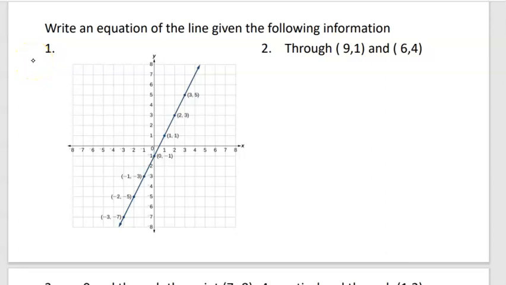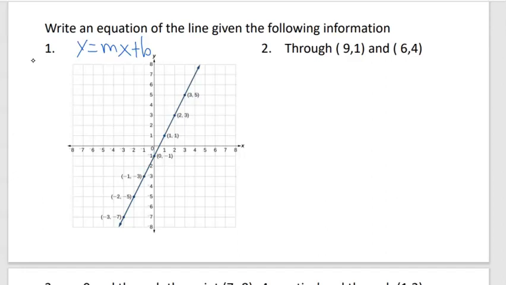We are looking at Unit 2 review in preparation for your Unit 2 assessment. Number 1 and number 2 have the directions to write an equation of the line given the following information. We will write the equation of the line in the form y = mx + b, where m is the slope and b is the y-intercept.